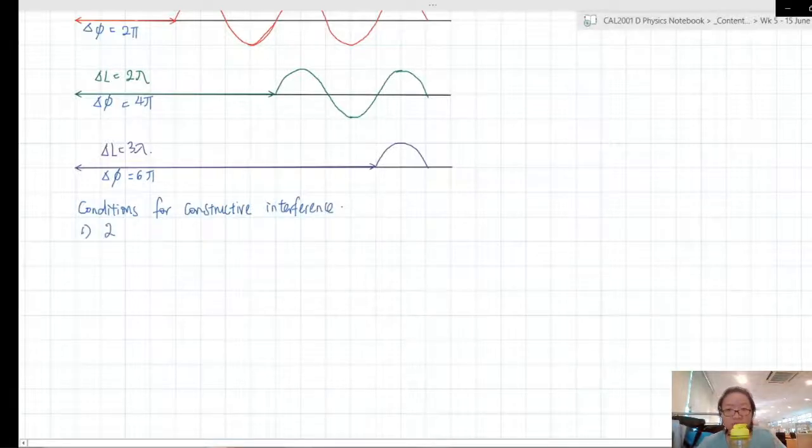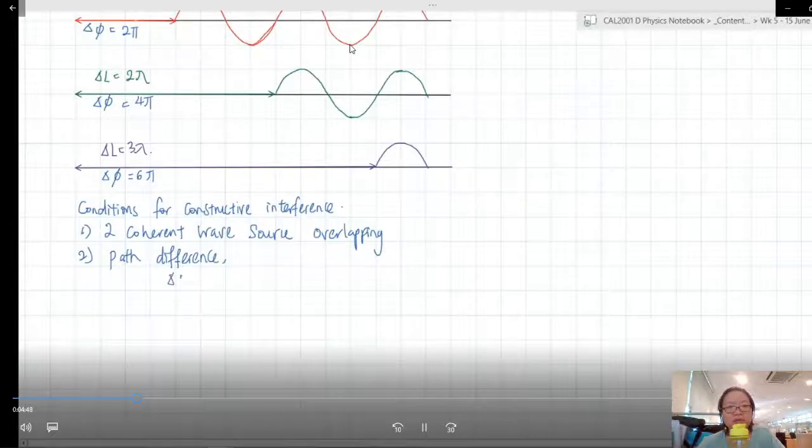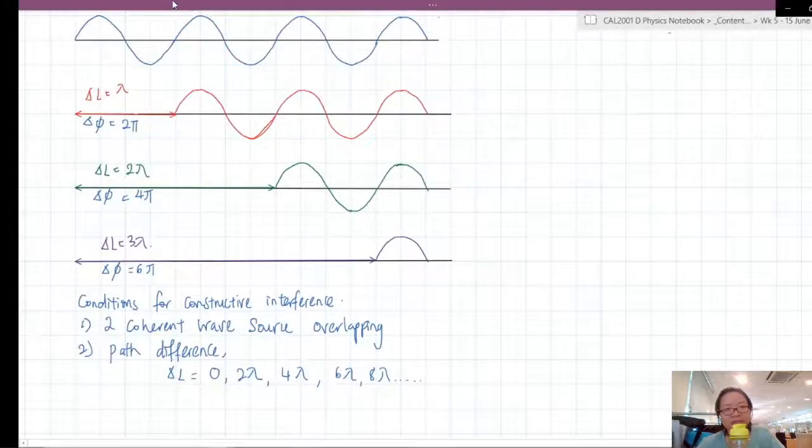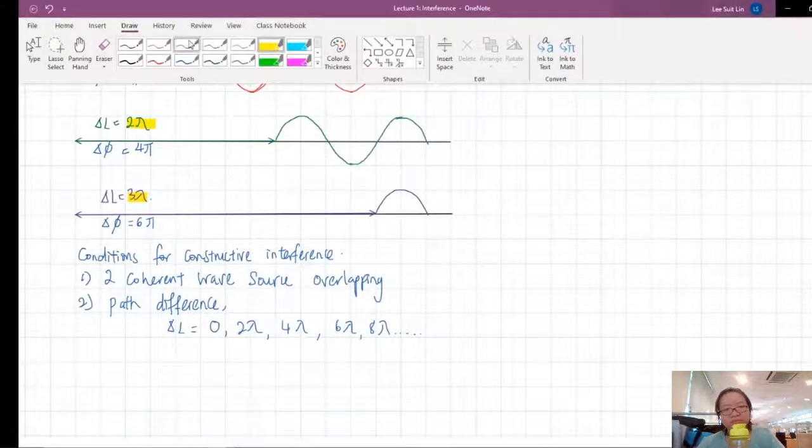So the first one, you need 2 waves to overlap, and the waves have to be coherent, meaning their phase relationship will always be the same. Maximum, like in this case, minimum will meet minimum, maximum will meet maximum. Okay, and they must have a path difference of, I wrote it wrongly already, I'll fix it later. Lambda, 2 lambda, 3 lambda.